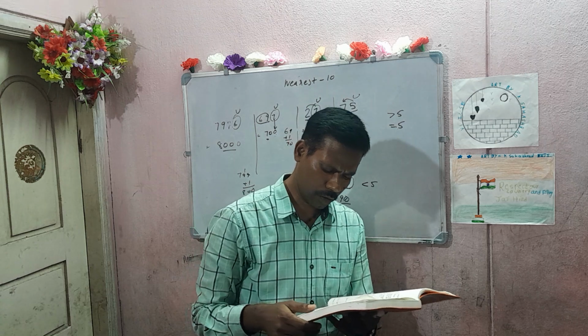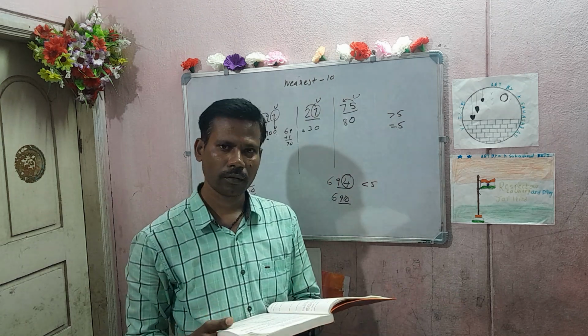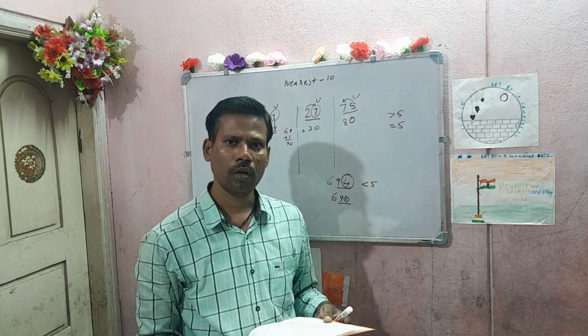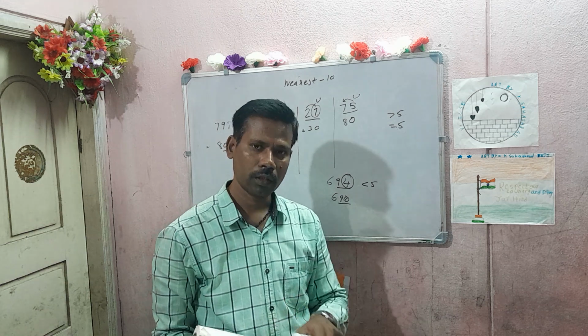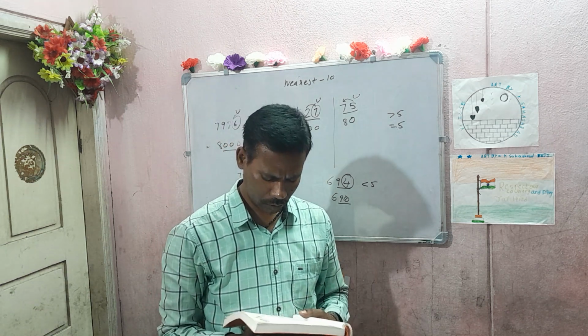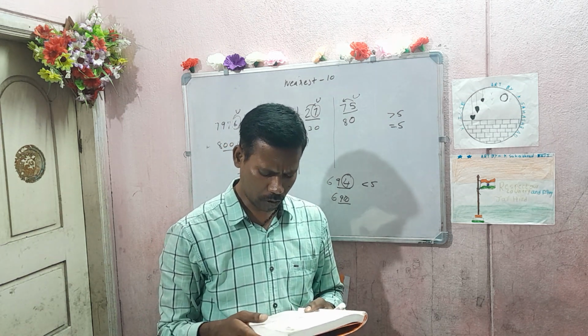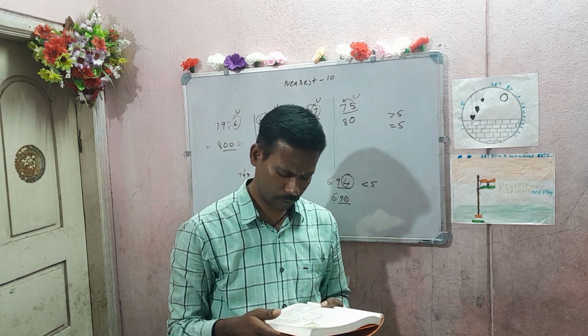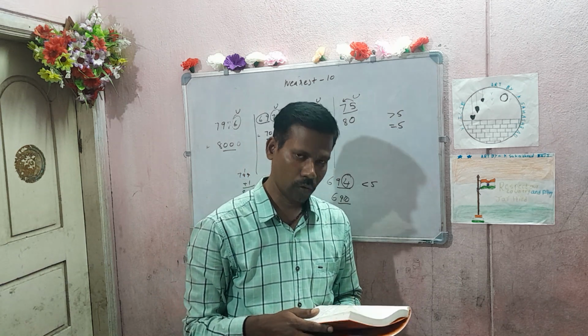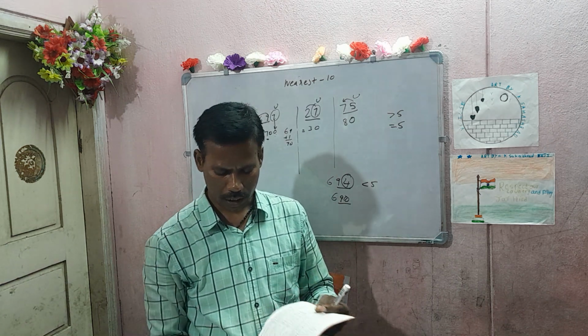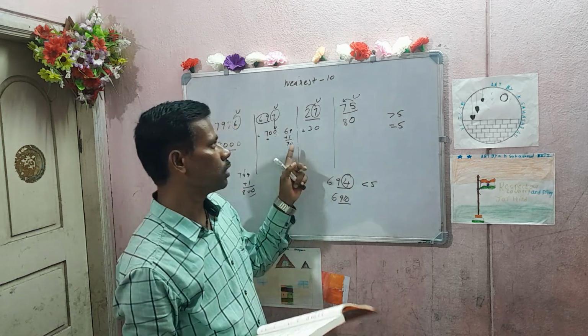Round off each of the following to the nearest 100. Same rule, same principles, but here you should round off to the nearest 100. We will be doing this in the next class. I hope you have understood this clearly.